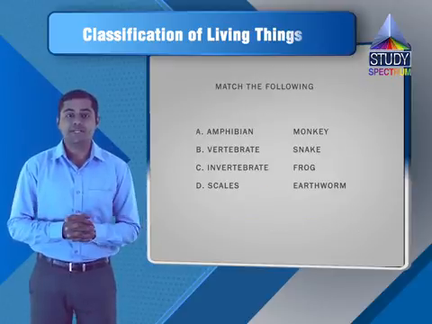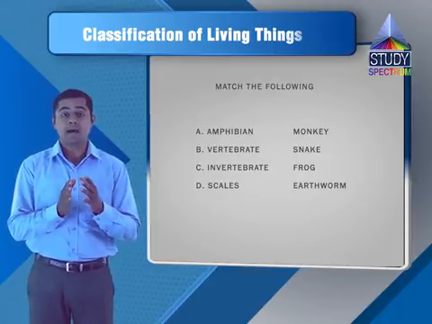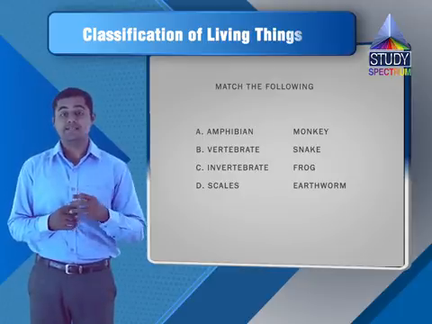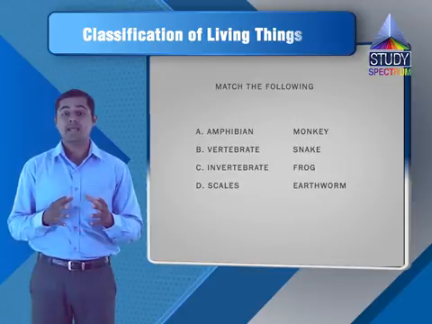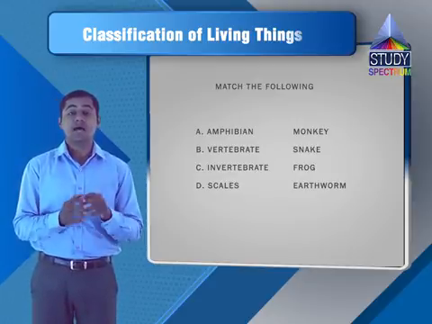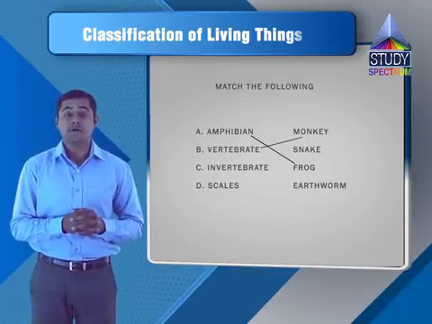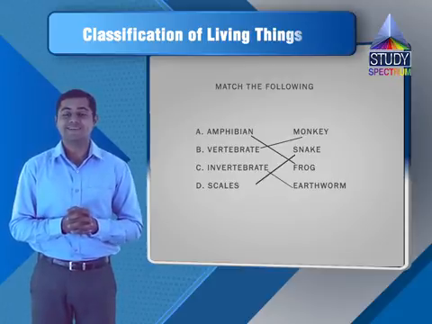The next question is, match the following. In the A group, we have amphibian, vertebrates, invertebrate and scales. In column B, we have monkey, snakes, frog and earthworm. Let's match the pairs: amphibian, frog; vertebrate, monkey; invertebrate, earthworm; scales, snake.